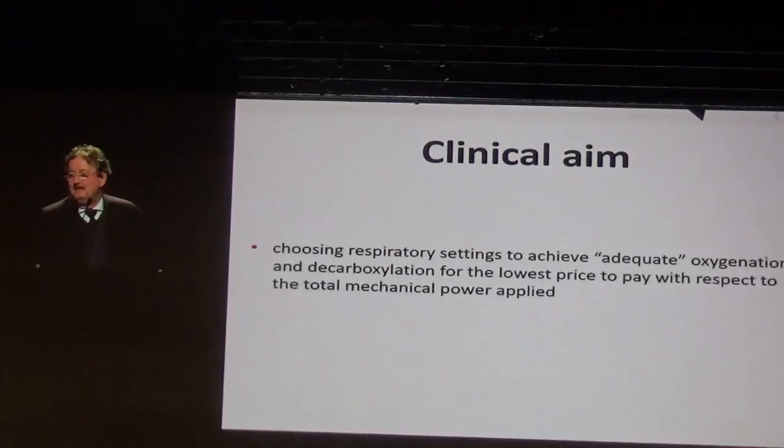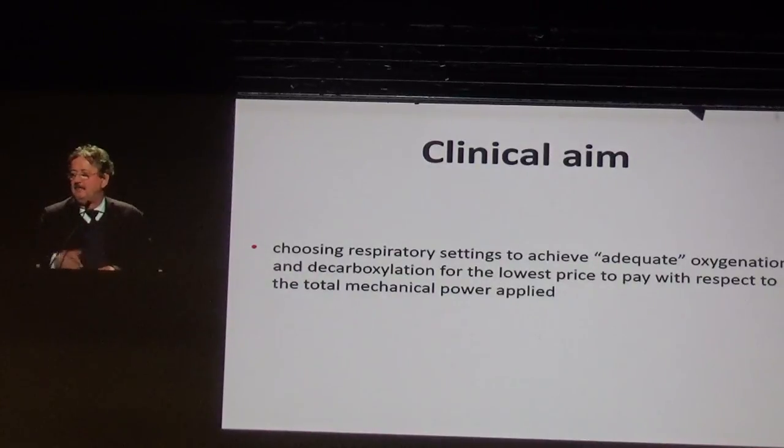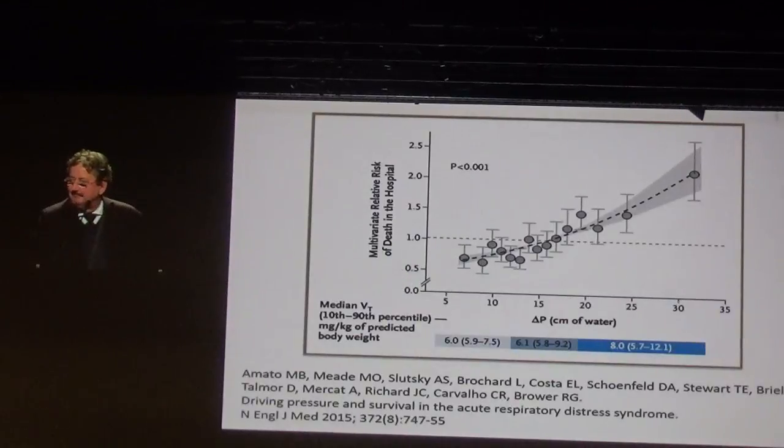So the clinical aim is choosing respiratory settings to achieve adequate oxygenation and decarboxylation. That's what we are aiming for, at the lowest price to pay with respect to the mechanical power transmitted to the lungs. That would be, academically spoken, the goal: the practical approach to make the risk of ventilator-induced lung injury as low as possible.